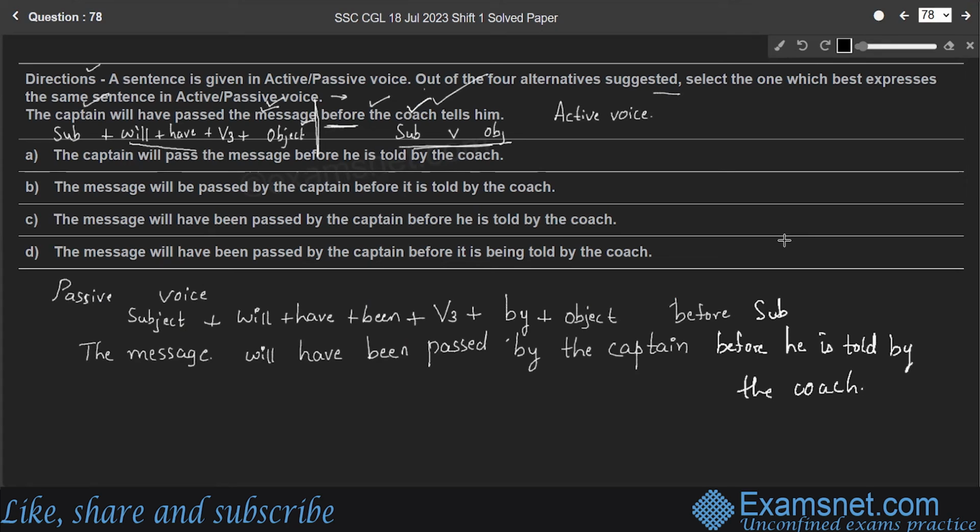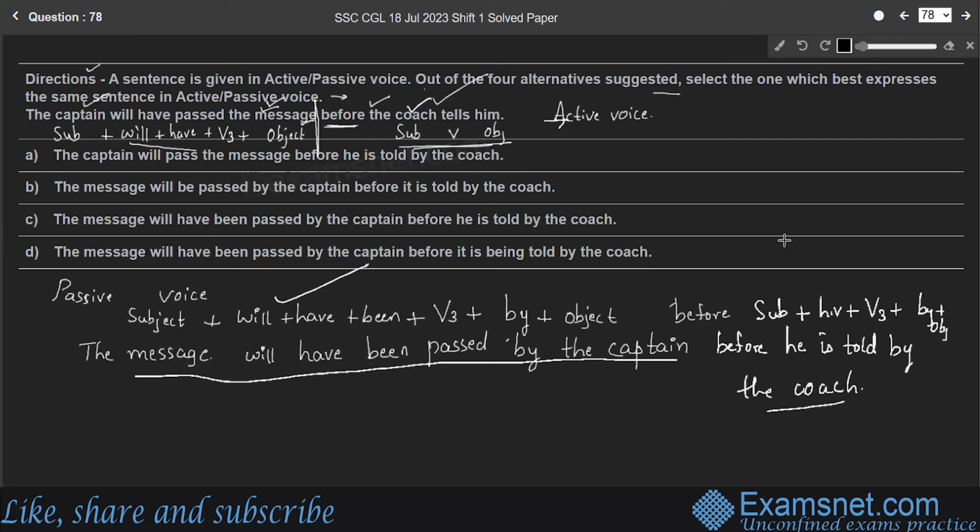Therefore, after the subject, there will be a helping verb followed by the third form of the verb: he is told, then by, then comes the object. So the format in the passive voice of the given sentence becomes: The message will have been passed by the captain before he is told by the coach. So look at the options. Option C is the right answer.